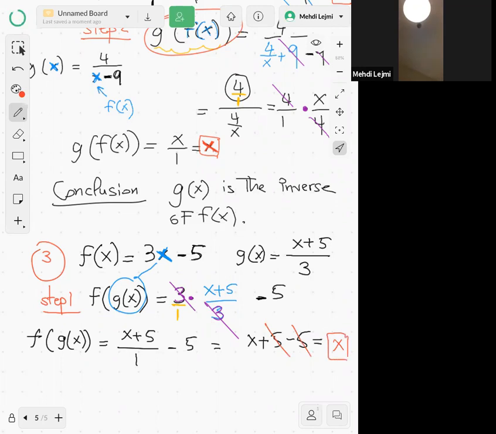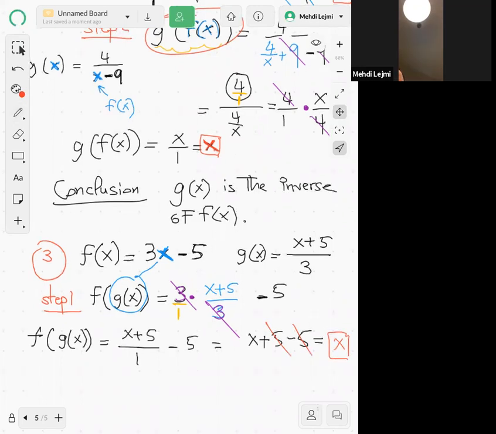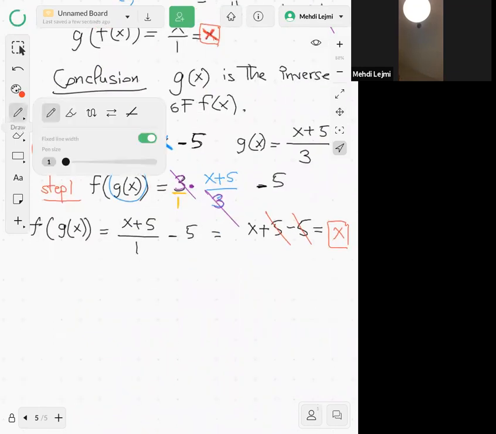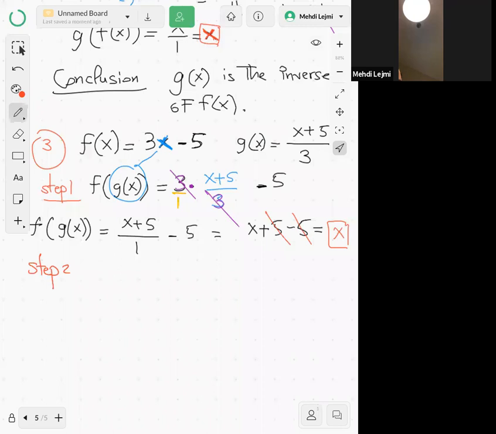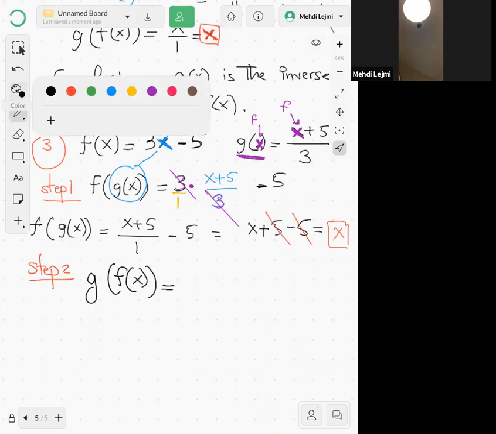Okay, that's good news because we can move to step number 2. We have to check now g of f of x, which is different from f of g in general. So this is my g of x, and I have to substitute this x with f. What's f? f is 3x minus 5.